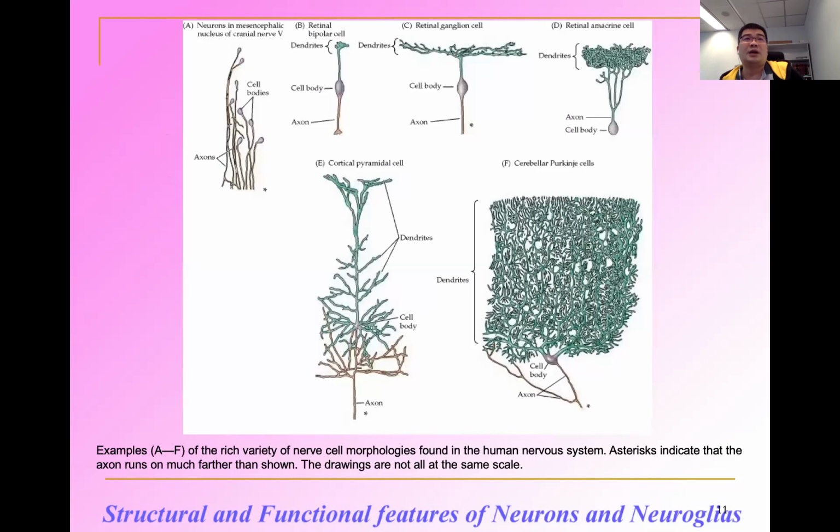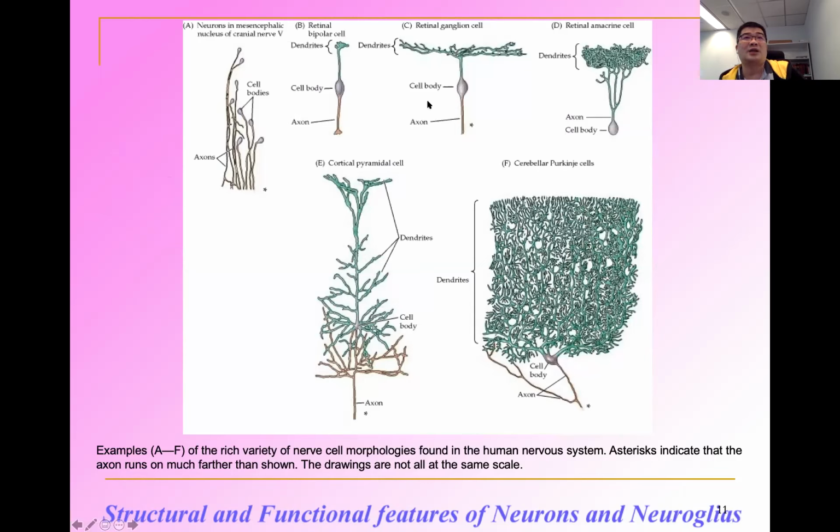So here are some examples of neurons. You can see the cell body and then the axon. Neurons are highly specialized cells. Actually, neurons are the most specialized cells in our body.